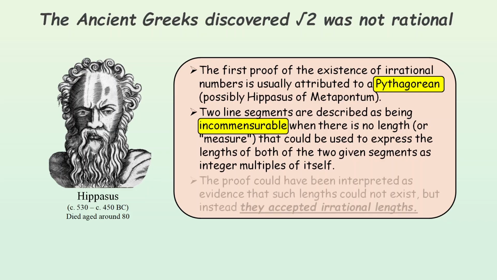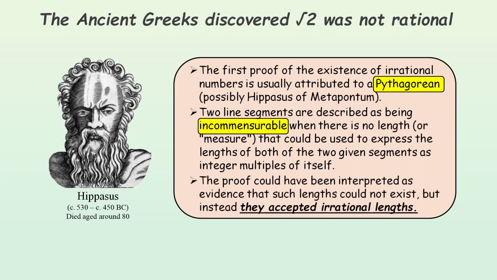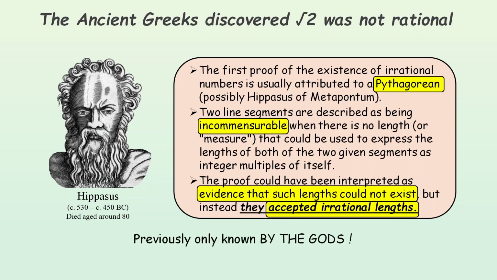The proof could have been interpreted as evidence that such lengths can't exist, especially because the Pythagoreans wanted to believe that everything could be expressed in terms of rational values. But it seemed more reasonable to them to accept the existence of irrational lengths, and that this amazing information was previously only known by the gods.